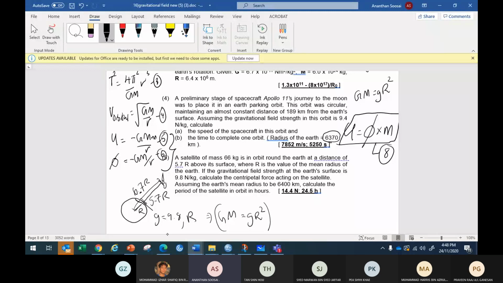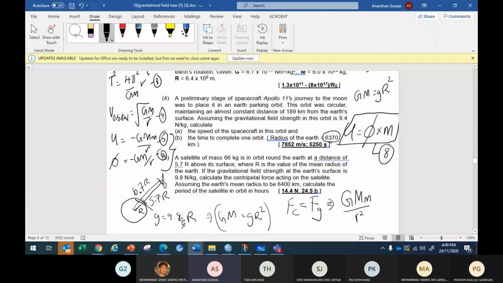Now calculate the centripetal force acting on the satellite. So at this point, what is the centripetal force? How do you get centripetal force? Centripetal force is the same as the gravitational force. So what is the gravitational force formula? G M m over R squared. This formula must come to your mind.